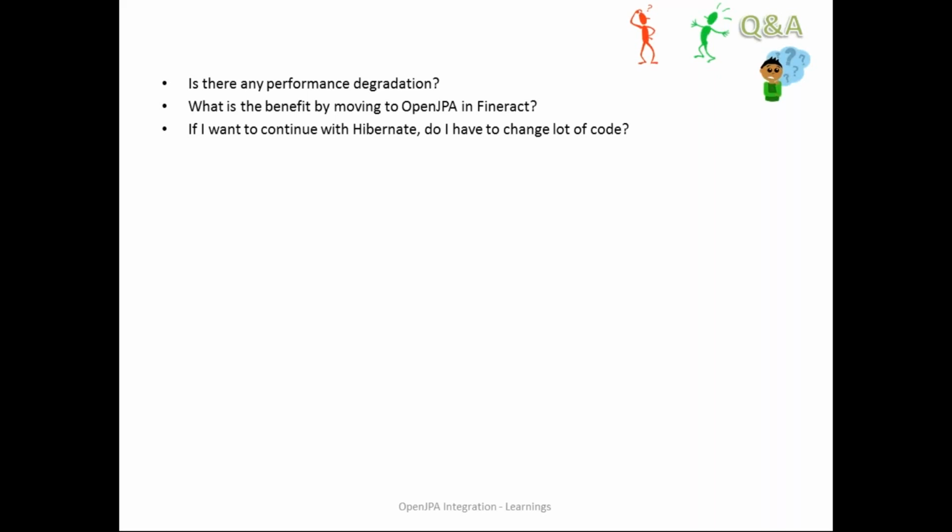And what is the benefit of moving to OpenJPA in Fineract? This is the only way for us to be able to make a Fineract release. Without this, we are not able to proceed because of the license restrictions. Also, what we see is that OpenJPA is more strict in enforcing the rules of JPA. So maybe the developers will also be more disciplined in the way they write the entity objects and all other relationships.